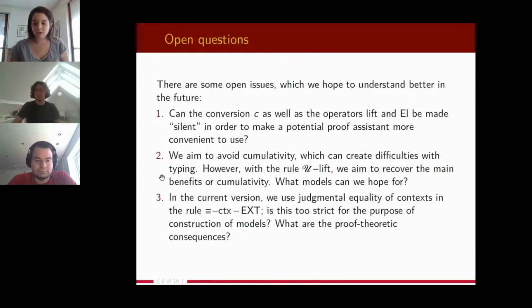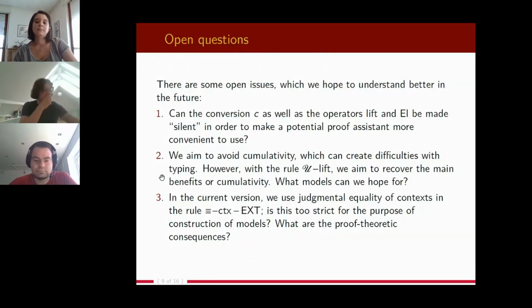So those were some characteristics of the syntax, which raise some issues that are still open for us. We introduced those maps, C, C prime, lift, and EL, and we are wondering if some of them can or should be made silent, because this may be better for the construction of a potential proof assistant.